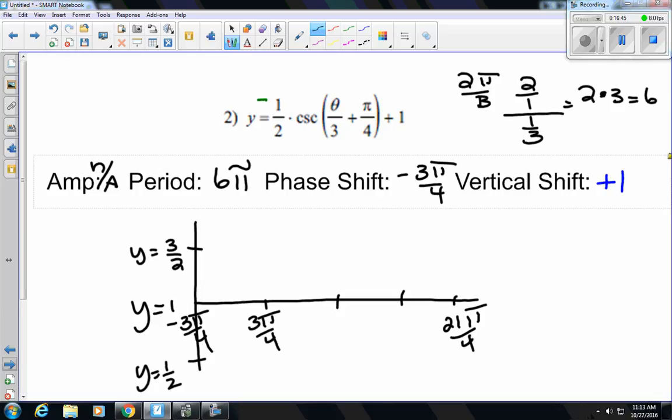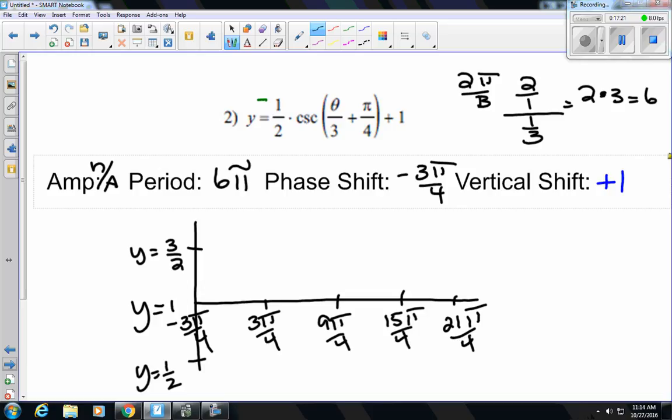Plus another 6 pi over 4, 9 pi over 4. Plus another 6 pi over 4, 15 pi over 4. Let's double check. Plus another 6 pi over 4 puts me at 21 pi over 4. How many of you are able to do that with changing the denominator of the fractions? That's awesome. If you can't, that's okay. Put it in your calculator, hit math fraction. As long as you get it correct, we're good.